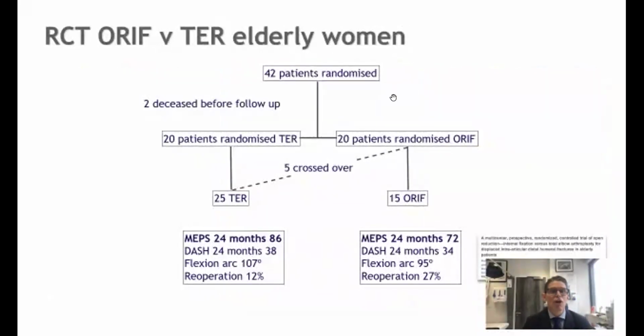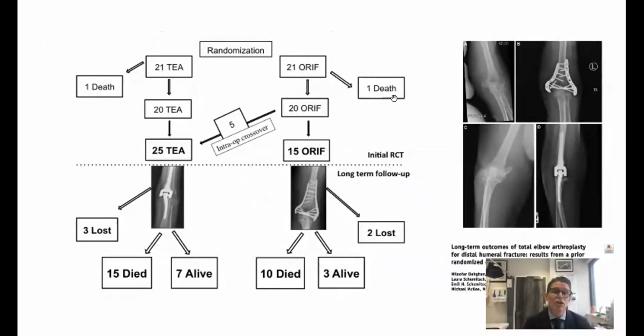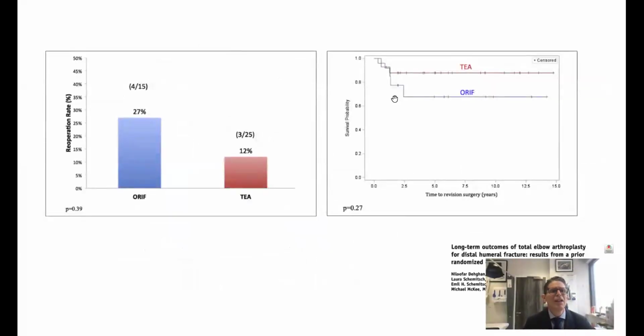We have a randomized controlled trial of a limited number of patients with quite a high crossover rate of 25%, but this study did show benefits to total elbow replacement over osteosynthesis in elderly patients. Looking at the longer term follow-up of the same study, I think it's really important to note the number of patients that were deceased, 15 in the arthroplasty arm, 10 in the osteosynthesis arm, not from the surgery, but just from old age and the fact that this is a pre-morbid injury. If we look at reoperation rates and revision rates, it seems that total elbow replacement has an advantage over osteosynthesis in this patient group.